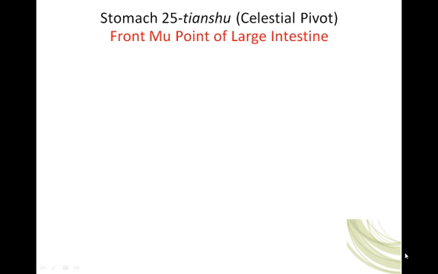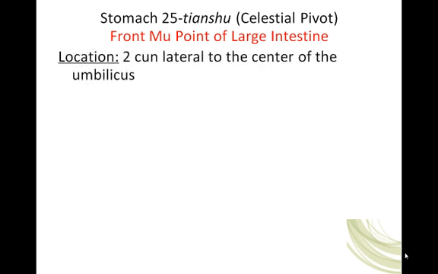Stomach 25, Tianshu, celestial pivot, front mu point of the large intestine. The location is 2 sun lateral to the center of the umbilicus. Name Tianshu, think about where it is, right? We are in the junction really between the middle burner and the lower burner, because generally the middle burner is between the diaphragm and the umbilicus. Below the umbilicus is the lower burner. Above the diaphragm is the upper burner.